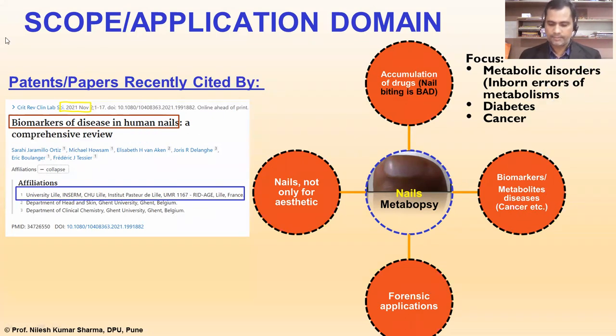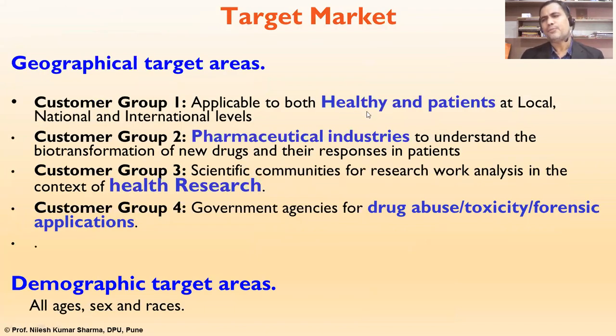So the next and last point is the customer. For this startup idea, customers can be healthy individuals, patients, local, national, and international, and they can be pharmaceutical industries also. Pharmaceutical industries have various chemical drugs in their pipeline, so they can provide them to us for better identification of their metabolic profiles. Research communities like scientists, professors, and academicians can also use these tools and methods through Metabopsy, and also government agencies for drug abuse, toxicity, and forensic applications. Almost all ages, from newborn babies until death, can suitably benefit from NEL Metabopsy.